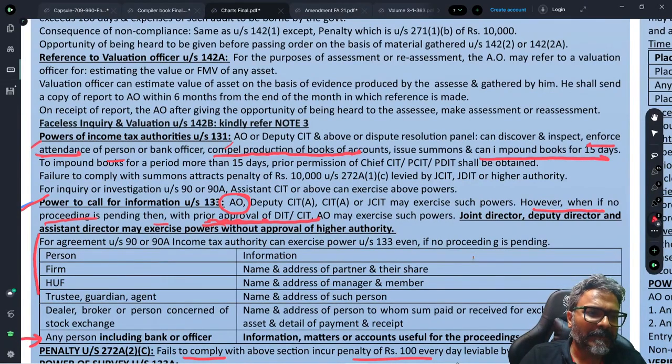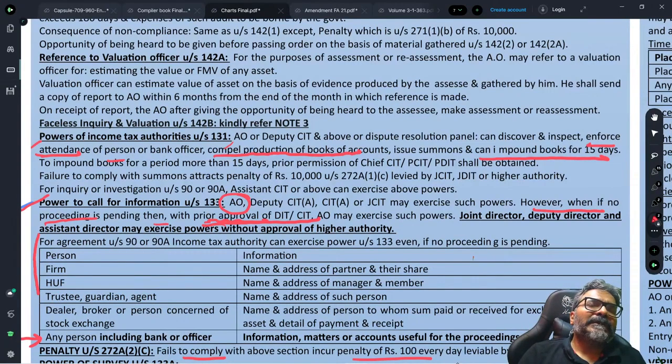Fine. So this is the comparison between 131 and 133. In 133, you cannot enforce the attendance of a person. That can be done in 131 only. In the same way, in 133 you cannot compel the production of books of accounts. What you can only ask for is the information. You cannot tell them to produce the books of accounts in 133. That is also not possible. And if the books of accounts cannot be produced, then where is the question of impounding the books under 133? Is that clear to all of you?